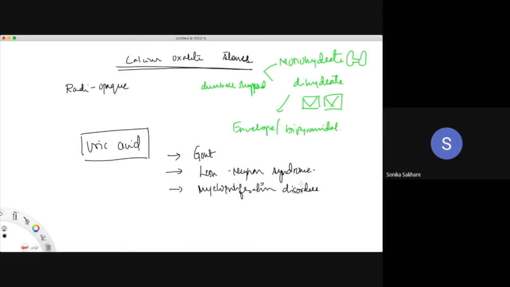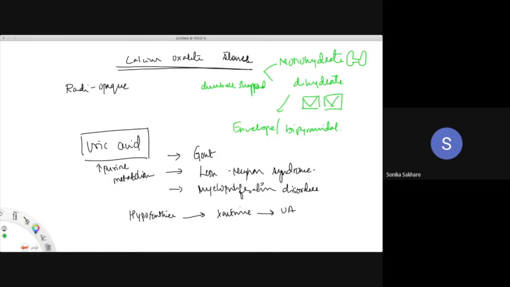So once there is destruction, you'll have lots of purines and pyrimidines coming in. So uric acid is basically because of increased purine metabolism. If you see the ultimate pathway of purine metabolism, it goes from hypoxanthine to something called xanthine, which ultimately becomes your uric acid. Correct?